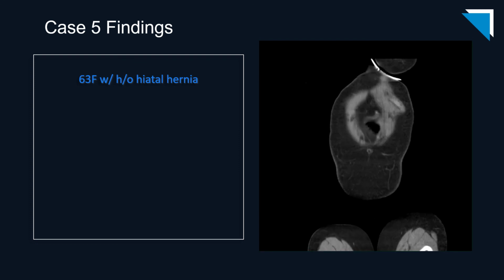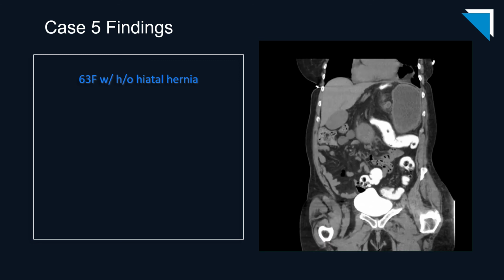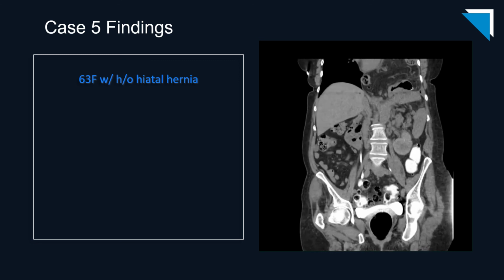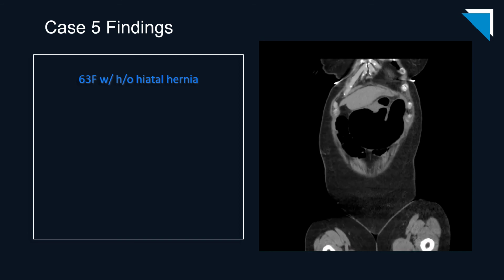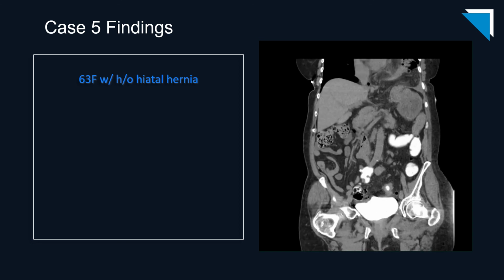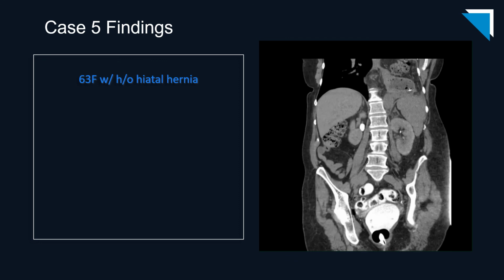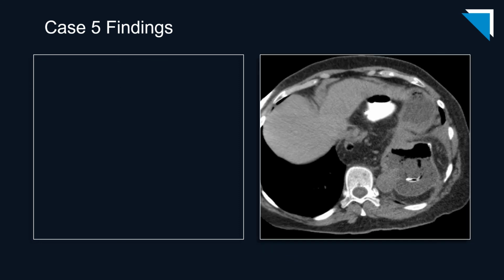And the coronal images from the same patient, once again, the findings in the left upper quadrant are rather impressive. We're going to spend a lot of time scrutinizing those findings, given the patient history, but we're also going to review the rest of the scan systematically. So let's take a moment to review our findings. This is an image from the axial series.